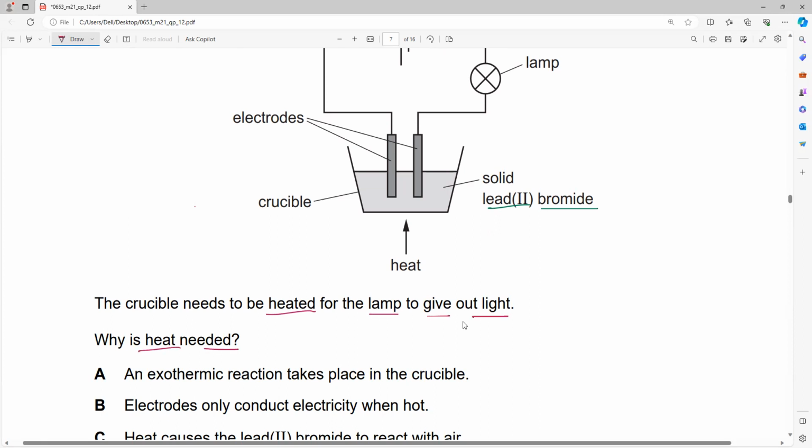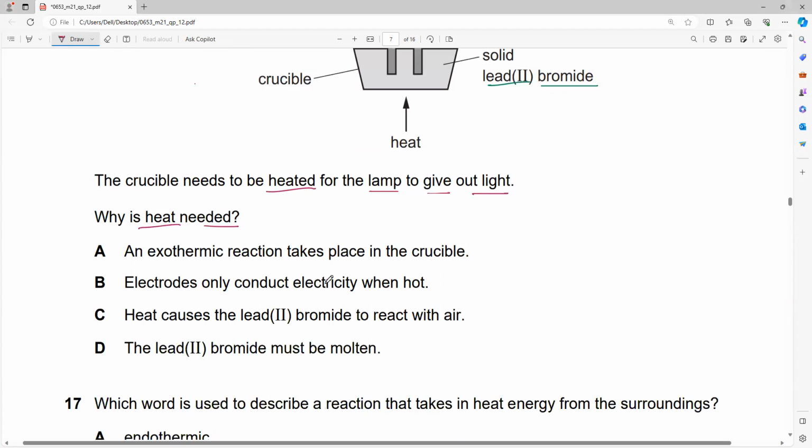Why is heat needed? That is the question. First, an exothermic reaction takes place in the crucible. Electrodes only conduct electricity when hot. Heat causes the lead bromide to react with air. The lead bromide must be in a molten state. So answer please. Any one of you?